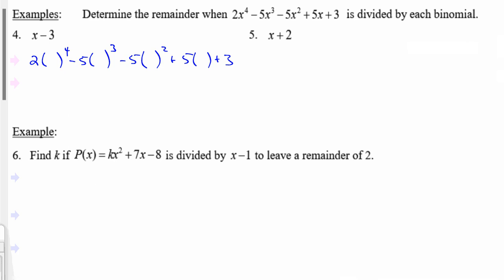For 4 and 5, we're going to use the same polynomial, the 2x to the 4th polynomial, and we just want to find the remainder. So the remainder theorem says I can replace the x with a number, and to begin with here, since I have x minus 3, the number I want to replace all the x's with is a positive 3. So if I plug a positive 3 into that polynomial and then just evaluate, that will tell me what my remainder is equal to.